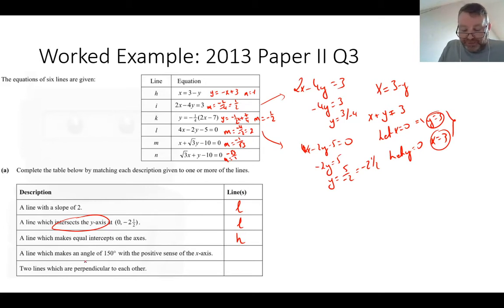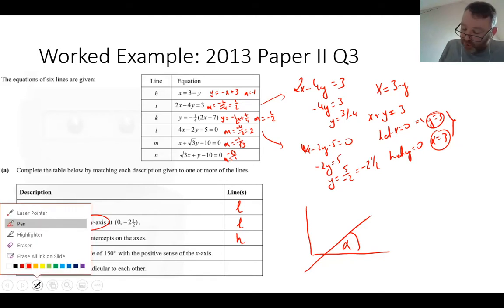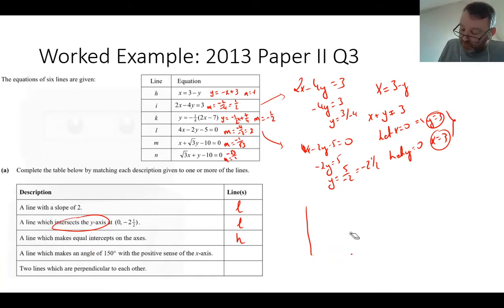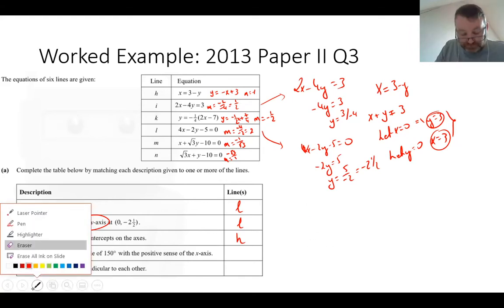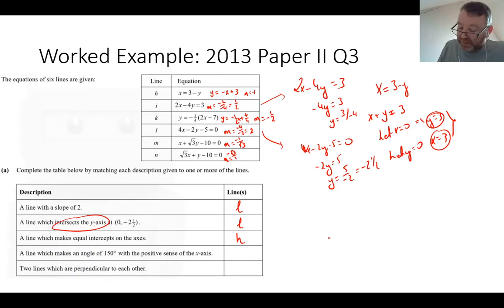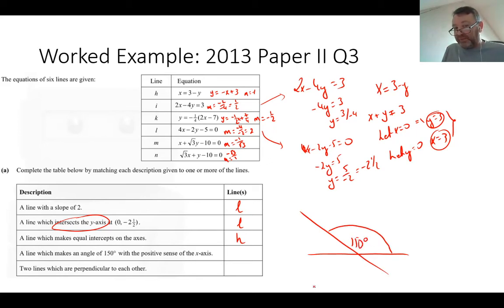A line which makes an angle of 150 degrees with the positive sense of the x-axis. Now the positive sense of the x-axis is this one, okay? This one here. That's the positive sense of the x-axis. So what would 150 degrees look like? Well, first of all, we know it would be obtuse. So just go back to what we said earlier on. So there's the x-axis. A line that would make 150 degrees would be something like that. Okay, 150 degrees with the positive side of the x-axis.